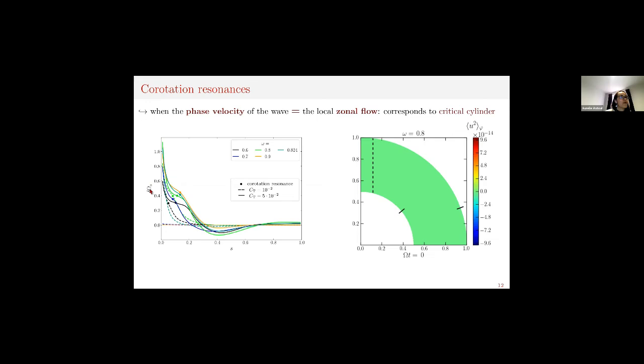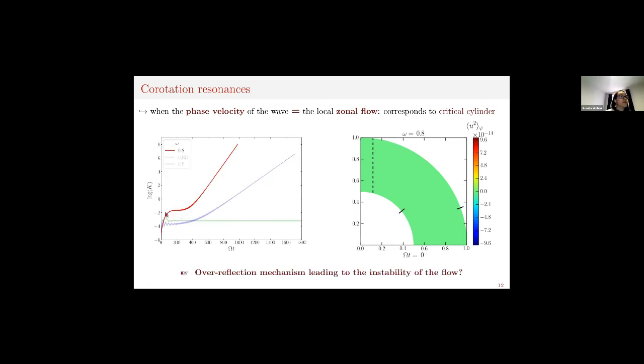And on the left, we have some zonal flow for different frequencies. And we have also indicated the co-rotation resonances here. So you can see that for a moderate tidal forcing amplitude, the co-rotation is close to the rotation axis and doesn't seem to affect the zonal flow profile. But when the tidal forcing amplitude is larger, the co-rotation resonance seems to affect the zonal flow profile by creating this bump here, making the kinetic energy blow up in some cases. And this is what's happening, in fact, for the 0.8 case.